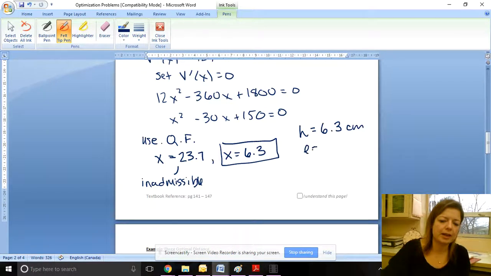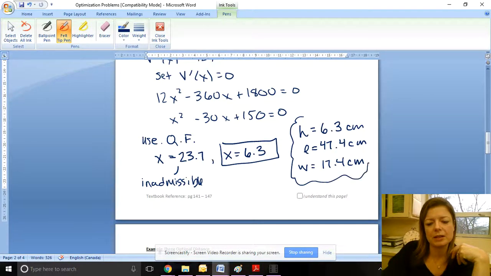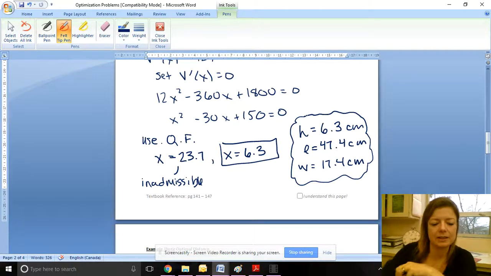The length then would be 47.4 centimeters, and the width would be 17.4 centimeters. Again, just putting that height of 6.3 back into the 60 minus 2x, and for width, the 30 minus 2x. So there you go. Those are the dimensions that give the maximum volume within the set of conditions. Okay, here we go.